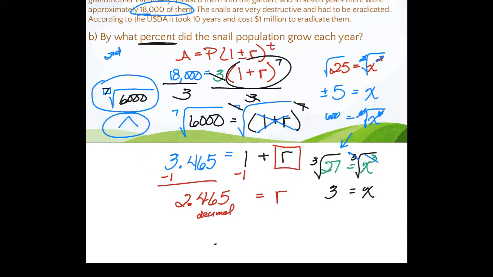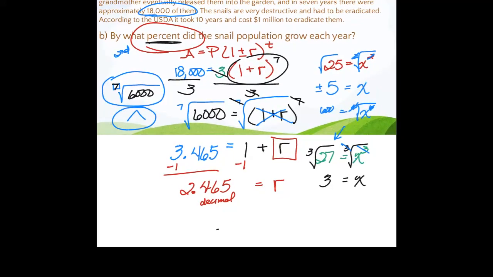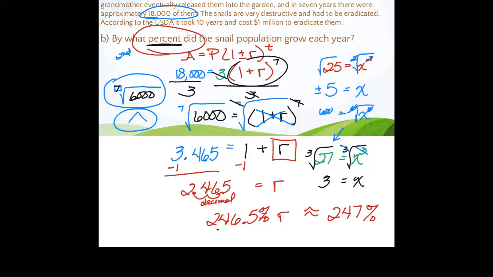They wanted it as a percent. How do I change a decimal to a percent? Move the decimal to the right. 2 to the right, multiply by 100, right? So 1, 2 is 2 places to the right. So this rate is 246.5%, or if you want to round it, 247%. Well, no wonder we went from 3 snails to 18,000.